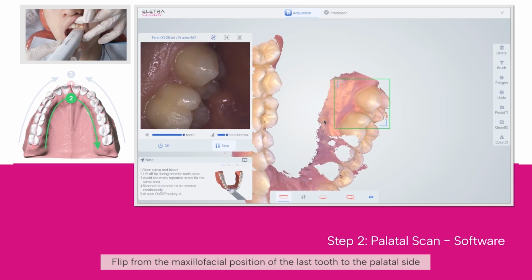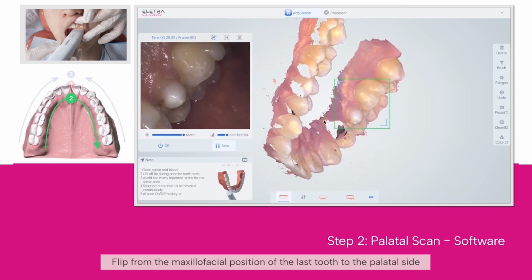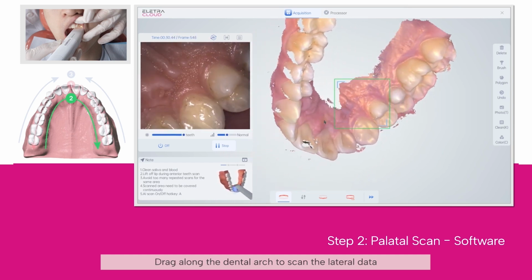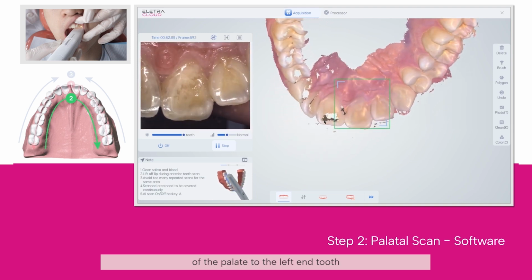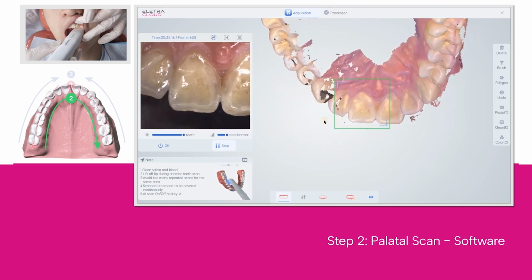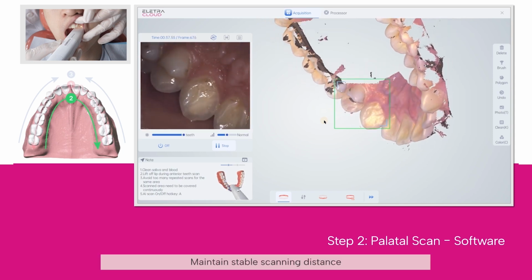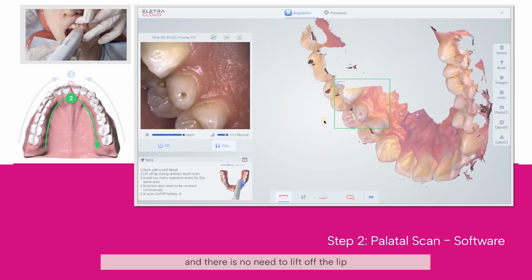Flip from the maxillofacial position of the last tooth to the palatal side. Drag along the dental arch to scan the lateral data of the palate to the left end tooth. Maintain stable scanning distance and there is no need to lift off the lip.